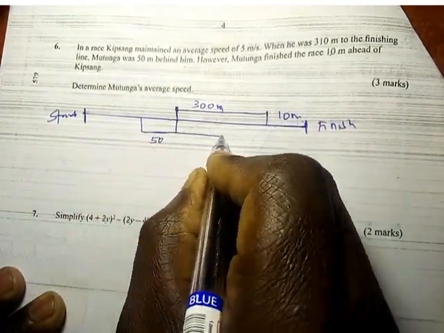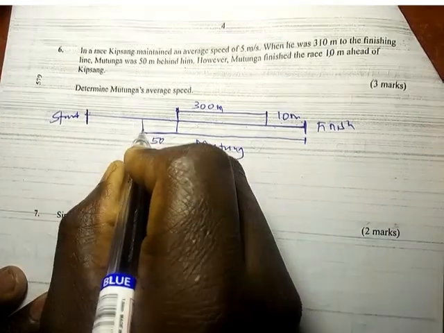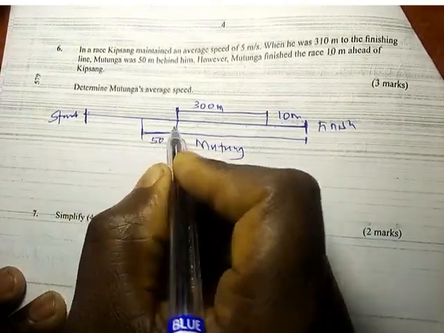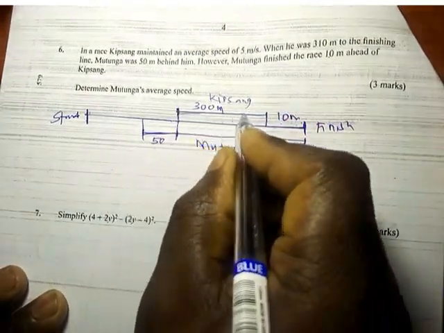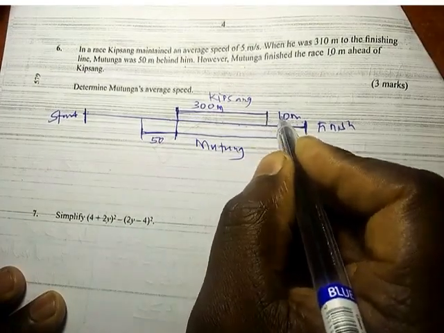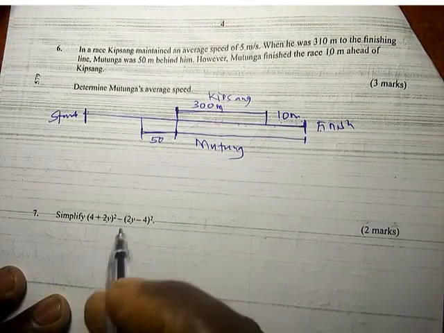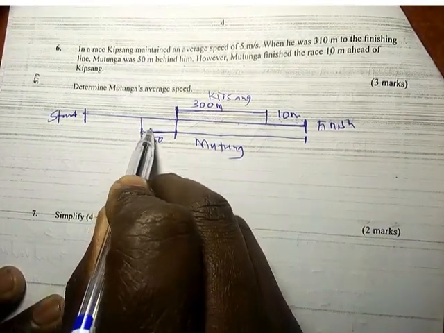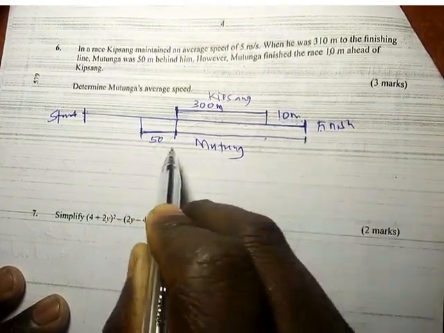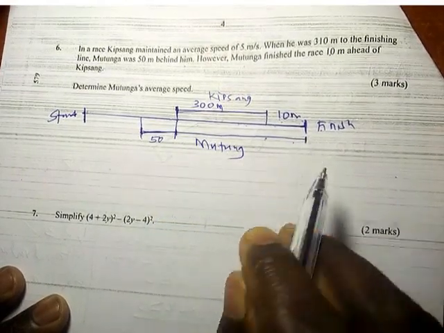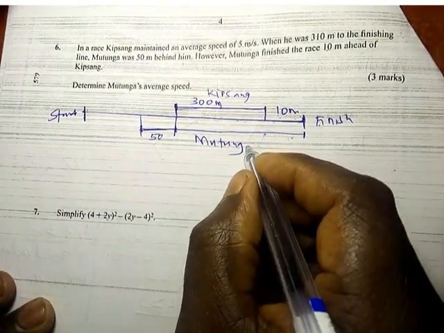So huyu ni Mutunga. Mutunga alikuwa 50, akiwa hapa alikuwa 50 meters behind, na huyu Kipsang alikuwa 300 meters mbele yake, na alikuwa amepakisha 10 meters yafike mwisho, finishing point. Very good. Now, so kama Mutunga ako hapa, Mutunga ili amalize atakuwa amekava 50, amekava 300 na amekava 10. So atakuwa amekava distance of 360 meters. Umeona hivyo? Very good. So distance covered by Mutunga tumepata ni 360 meters.